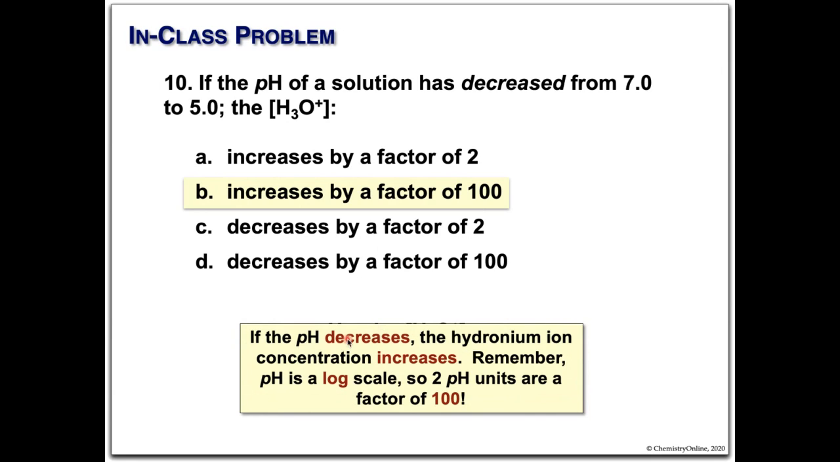pH decreases, hydronium ion increases. On a log scale, 2 pH units is 10 squared, that's 100. And that's the answer. Any questions?